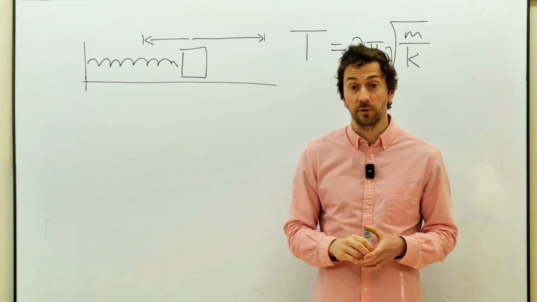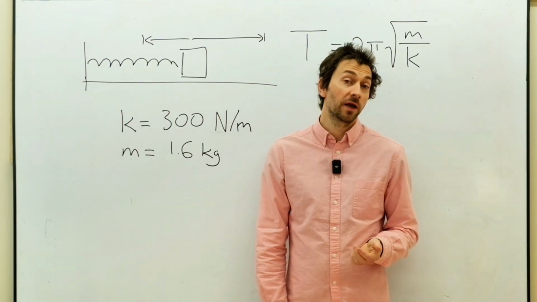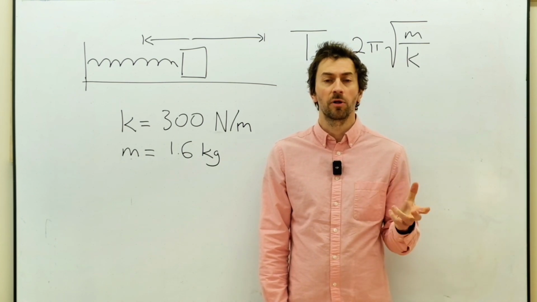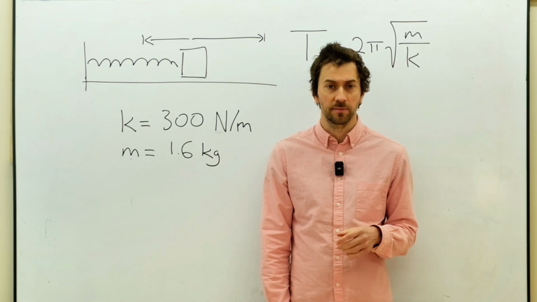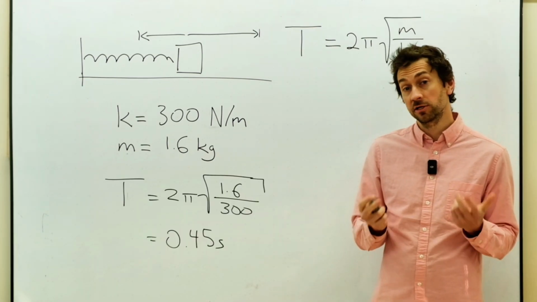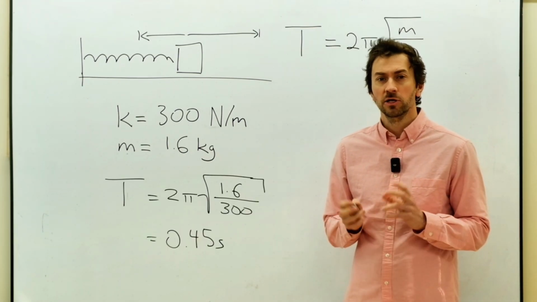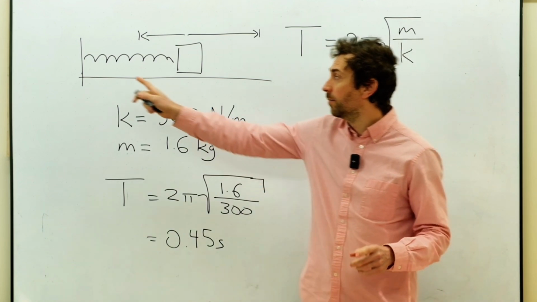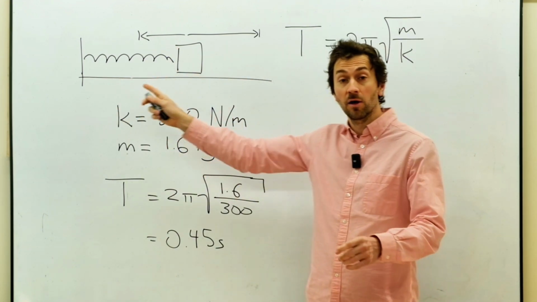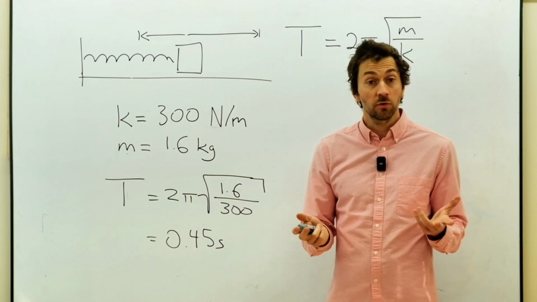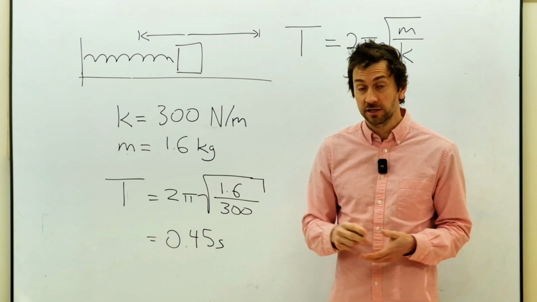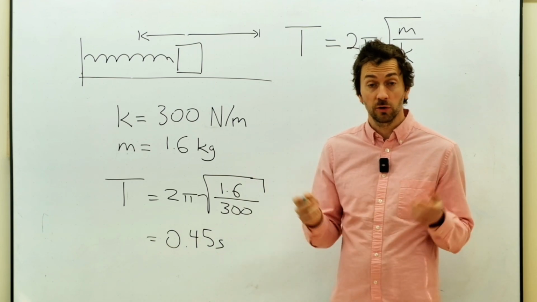Let's just do an example. Let's put in some ordinary numbers. So k is 300 newtons per meter with a block of mass 1.6 kilograms. Let's see what we get for the period. After the calculator, I get the period is 0.45 seconds. So again, the period is the time it takes to travel from the left to the right and back again, 0.45 seconds. Great. So that feels realistic. It's kind of fast, not so fast, but not so slow.